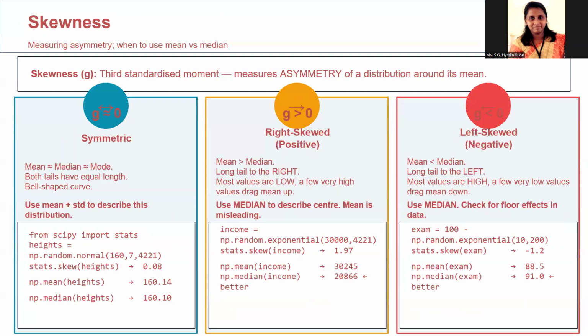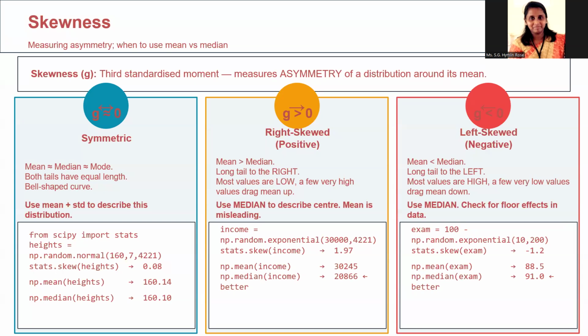Next is skewness. What does skewness represent? It is the third standardized moment, which measures asymmetry of a distribution around its mean. Skewness quantifies the degree and direction of asymmetry in a distribution. It determines which measure of central tendency, mean or median, is most appropriate to use. There are three categories: symmetric, right skewed, that is positive, and left skewed, that is negative.